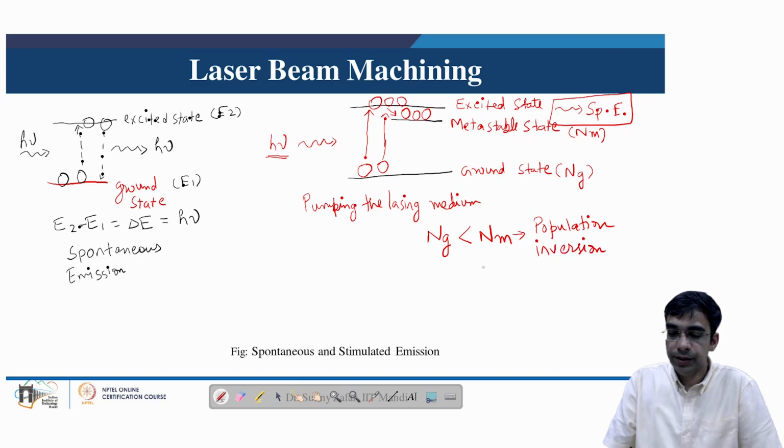So because of population inversion, what will happen? All of these electrons sitting in the metastable state will come back to the ground state at the same time. And when they do so, they lose energy in sync with each other, and whatever is now produced is nothing but a form of laser.